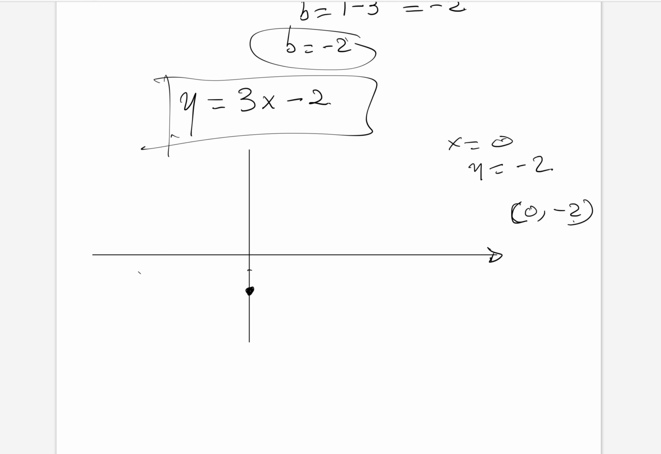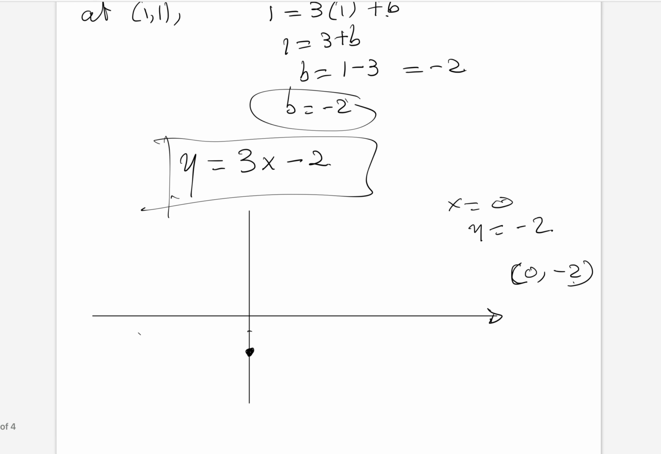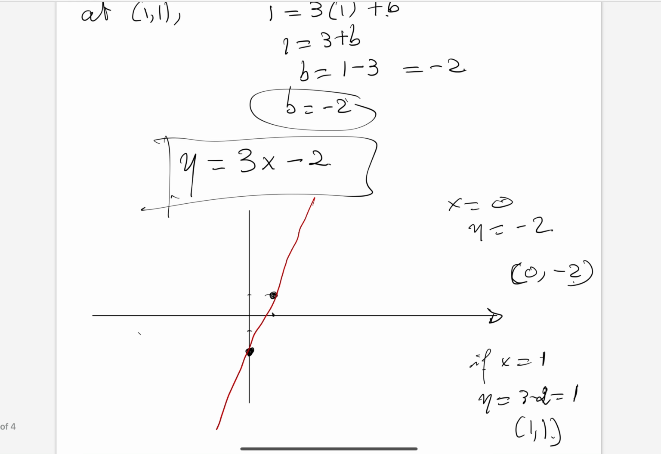Let's choose any point. So you can choose, if x is equal to 1, right? If x is equal to 1, what do you have here? Replace x by 1, you have y is equal to 3 minus 2, which is 1. So you have another point, 1 and 1. If x is 1, y is 1, so you have another point here. So now you know the graph will be like that. It will pass by the 2 points here. That's your equation, okay? And the equation is y is equal to 3x minus 2. Got it? That's it.